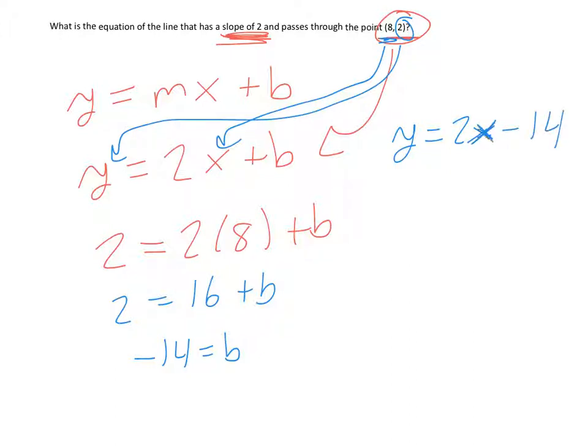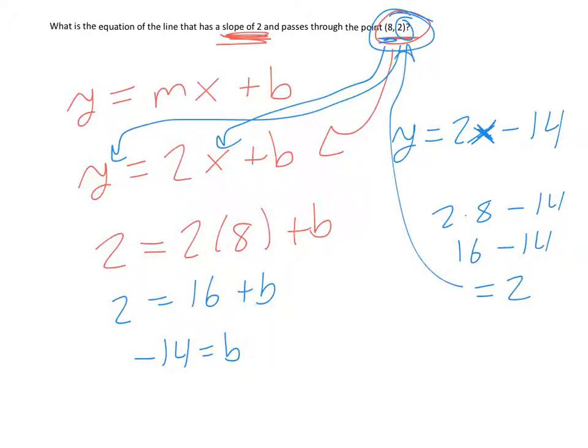The last thing I should do to check is to make sure this point actually works. So if I plug in 8, will I get 2 out? 2 times 8 is 16 minus 14. 16 minus 14 is in fact 2, which is what I'm supposed to get if it passes through this point. So that means our equation is correct. It has a slope of 2, as we can see with the 2x, and this will fall through that point. So that is how I find that equation.